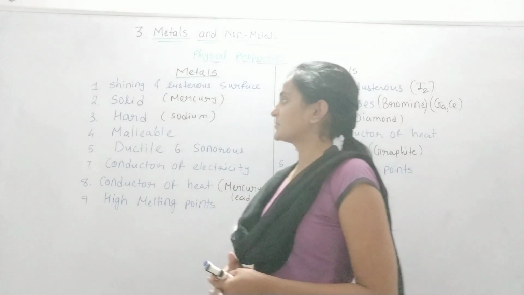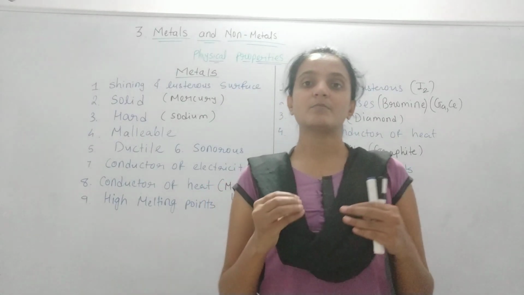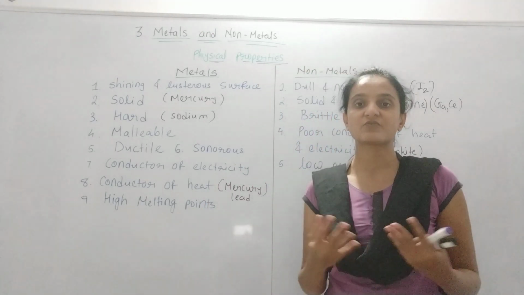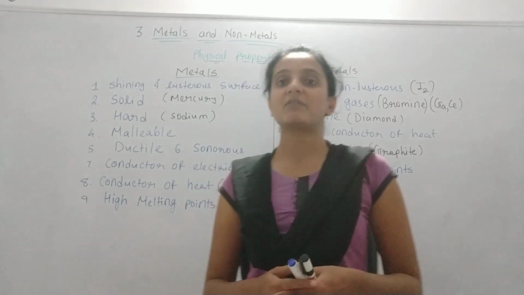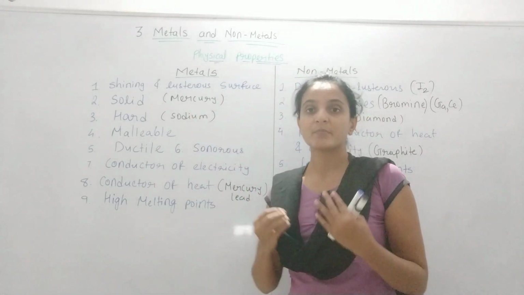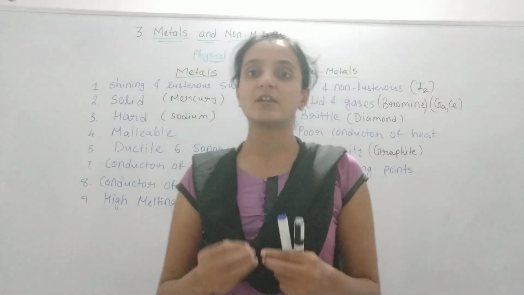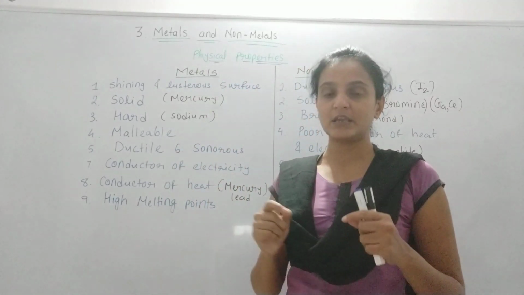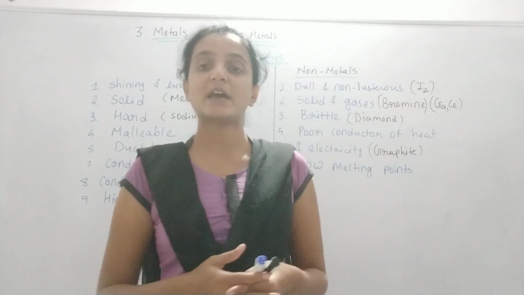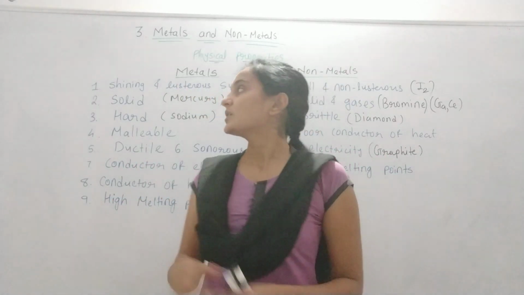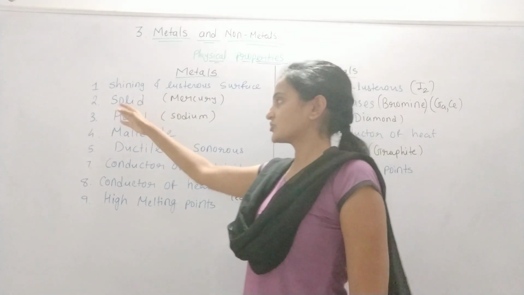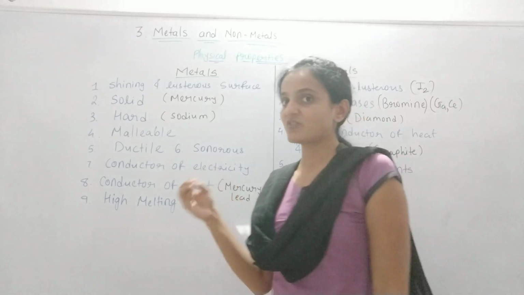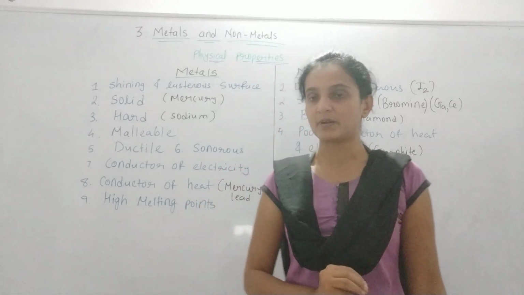Then the second physical property of metals is that they are generally solid in nature. Mostly all metals are found in the solid state, but there is one exceptional case, mercury. Mercury is found in liquid state at room temperature. Whatever I have written in black ink in brackets is the exceptional case.